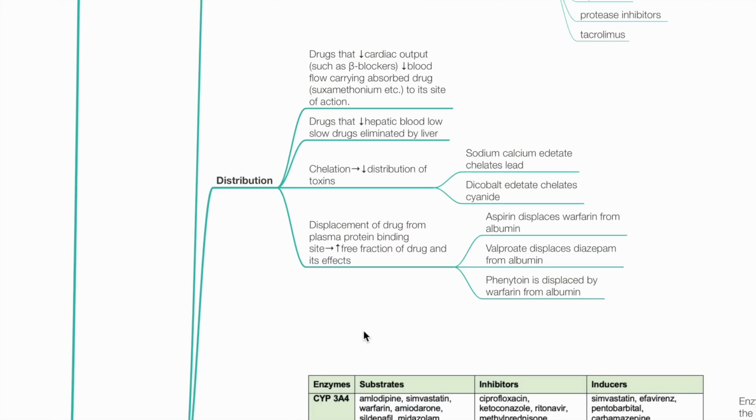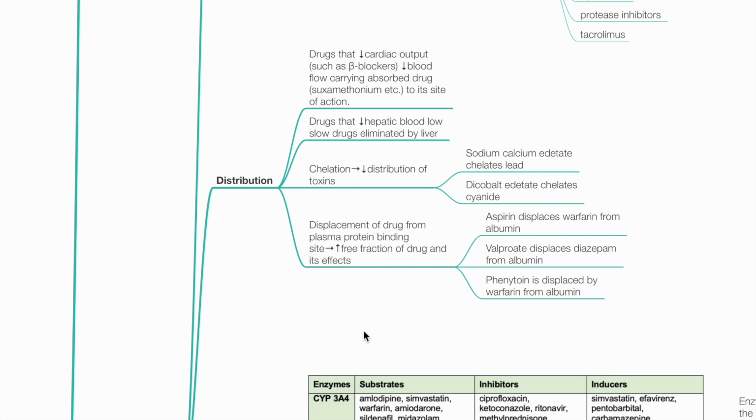Distribution. Drugs that reduce cardiac output such as beta blockers and volatile anesthetics reduce blood flow carrying the absorbed drug such as suxamethonium to its site of action. This delays onset of action. Drugs that reduce hepatic blood flow such as certain volatile anesthetics slow drug elimination by the liver. Chelation reduces the distribution of toxins such as calcium EDTA chelating lead and dicobalt EDTA chelating cyanide.